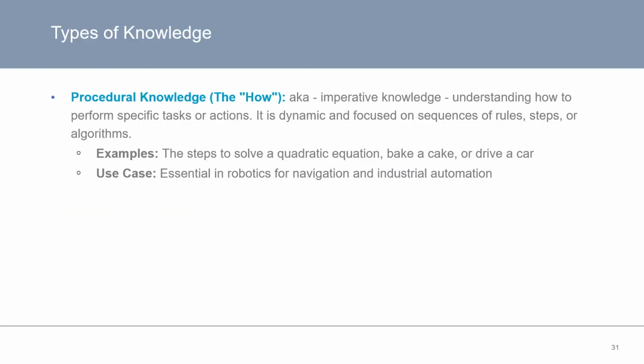Procedural knowledge is another, which gets at the how and is also referred to as imperative knowledge. This is about understanding how to perform specific tasks or actions. It is dynamic and focused on sequences of rules, steps, or algorithms. For example, the steps to solve a quadratic equation, bake a cake, or drive a car. Such knowledge might be essential in robotics for navigation and industrial automation.